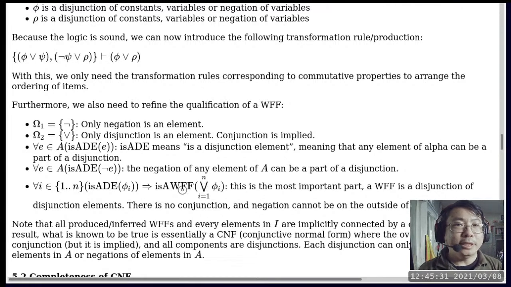That's how we redefine is a well-formed formula. It is not even recursive anymore. You cannot nest things anymore. So a well-formed formula is basically a disjunction, potentially a gigantic disjunction of things, and each thing in the disjunction is either an element from alpha or the negation of an element from alpha. So that's the verbal way of describing what is now considered a well-formed formula.